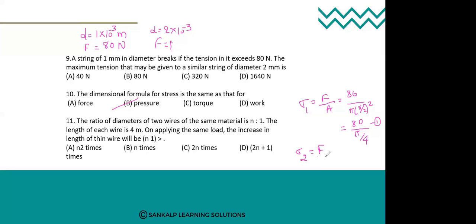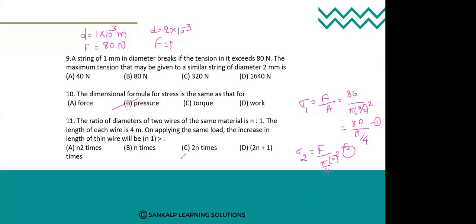here the F value we don't know, and the diameter is 2 millimeters. So this becomes pi r square, that is pi (r by 2) whole square. So equating equation 1 and 2, we will get the value of F.